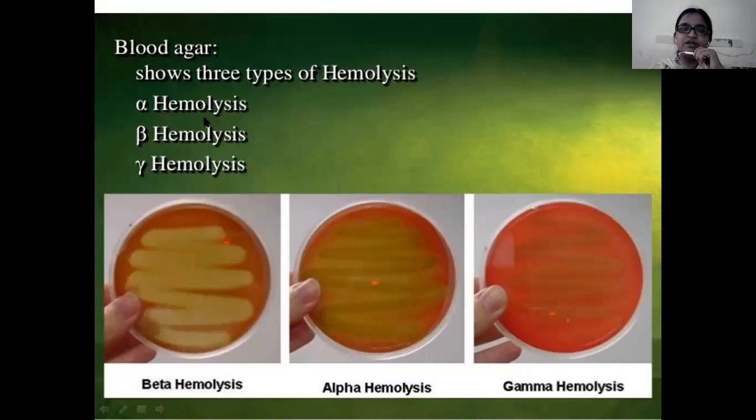They are of three types: alpha hemolysis, beta hemolysis, and gamma hemolysis. This is the alpha hemolysis, this is the beta hemolysis, and this is the gamma hemolysis. These are three types of lysis of blood cells which we can see on blood agar.